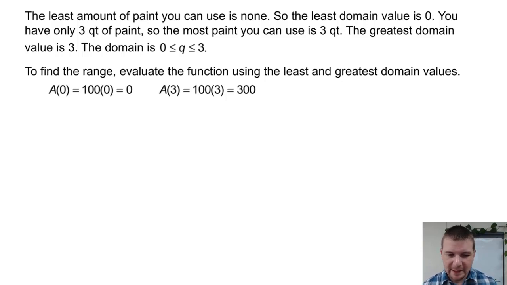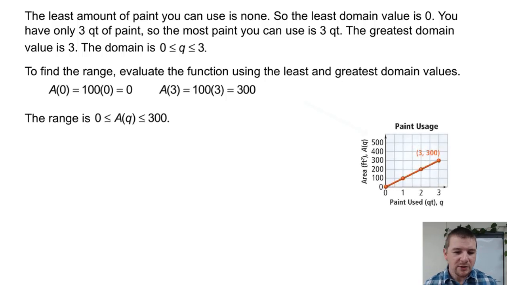And then our greatest number of quarts was 3, so if we plug 3 in, A(3) = 100 times 3, and that's 300. So our range needs to go at least as great as 300. And if we peek ahead at the graph again, it looks like they chose to go to 500.